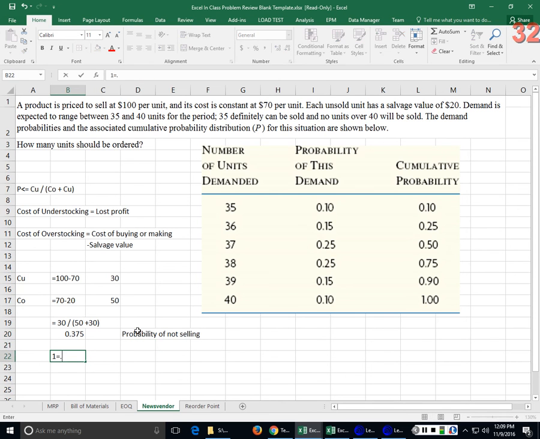then 1 minus 0.375 is my targeted probability of selling. So I look at that 0.625, right? And again, 0.75 exceeds that, and so I would drop back to 37 and say my targeted quantity is 37. That's way easier. So you can select one way or the other, okay?